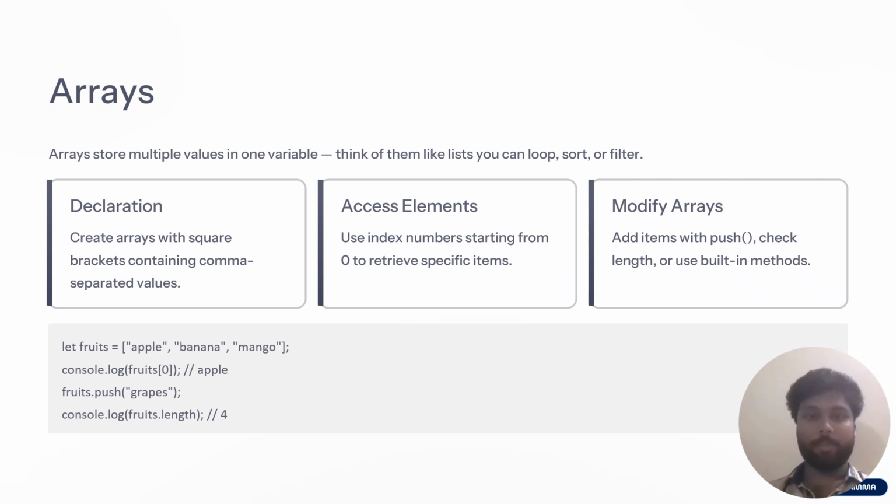Arrays are used to store multiple values in a single variable. Think of an array like a list. For example, we store fruits like apple, banana, mango in an array. Important points about arrays: they are written using square brackets. Index numbers start from 0. We can add new items using push with brackets. We can find how many items there are using length. Arrays make it easy to change and process multiple values together.